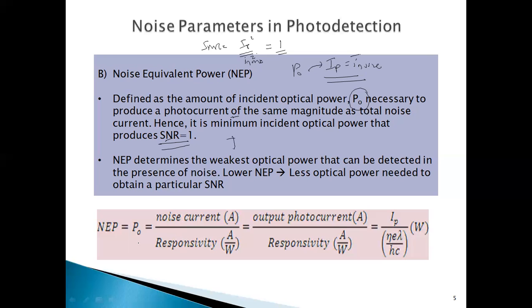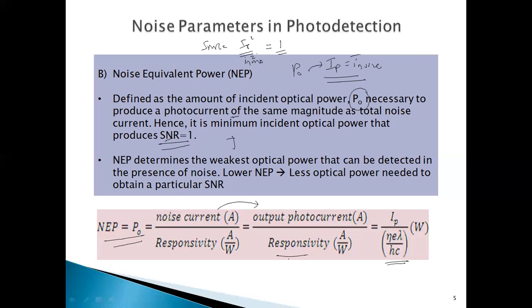So this will be the equation for the NEP, which is equal to P naught. P naught is the power itself. So noise power is the P naught, which will give us the noise current divided by the responsivity. As we have learned just now, noise current is equal to the output photocurrent. So for this, we can say that the NEP is equal to IP divided by the responsivity, which is eta e lambda over hc.